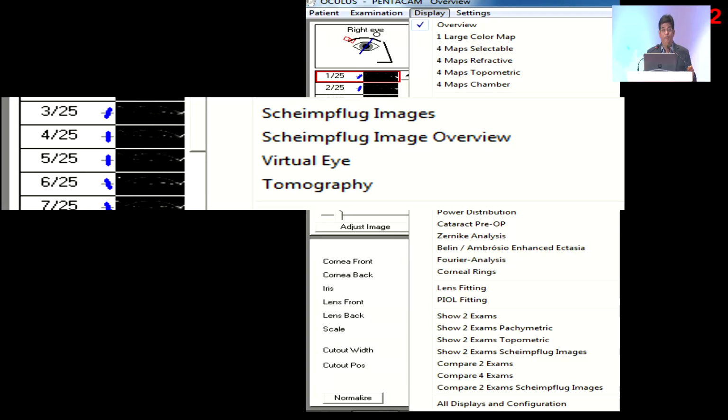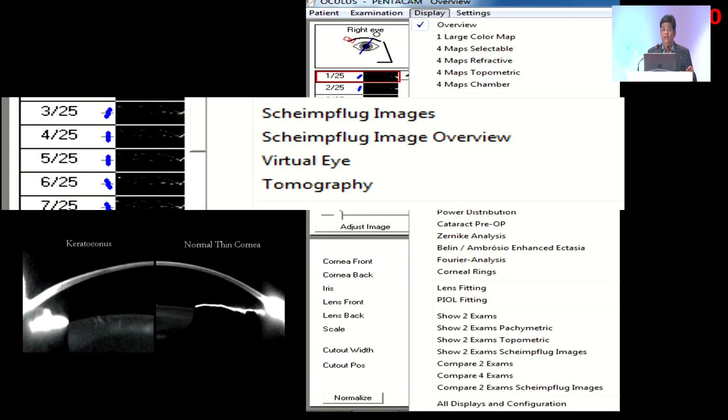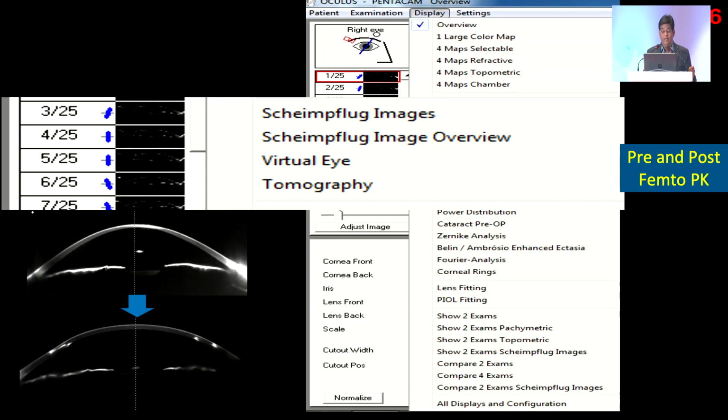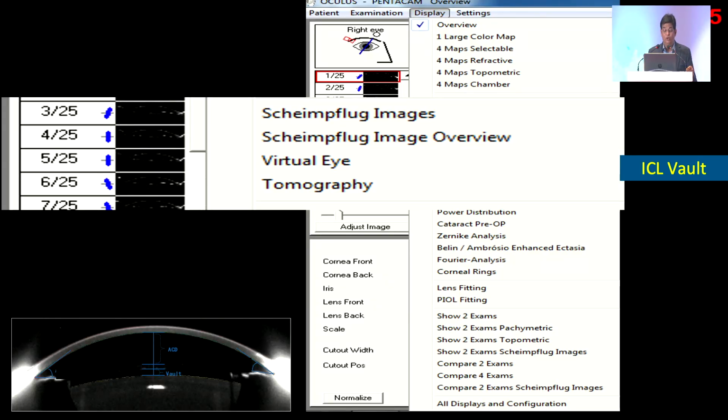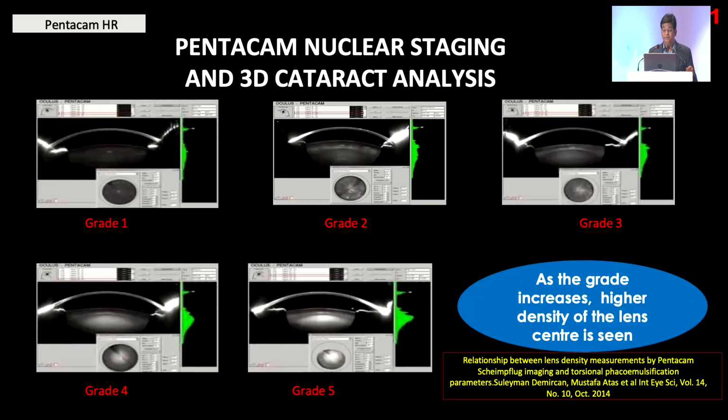If we come to Scheimpflug images, at one glance, it shows us the anterior and posterior curvature and their relations. For example, in this photograph on the left, we can see a patient of keratoconus. It's thin in the center, and when we look at the periphery, the ratio is totally disturbed. Also, this Scheimpflug image is of a patient with femtokeratoplasty, and we can see the mushroom-shaped border of the graft. Also, it can be used to measure the ICL vault in these patients.